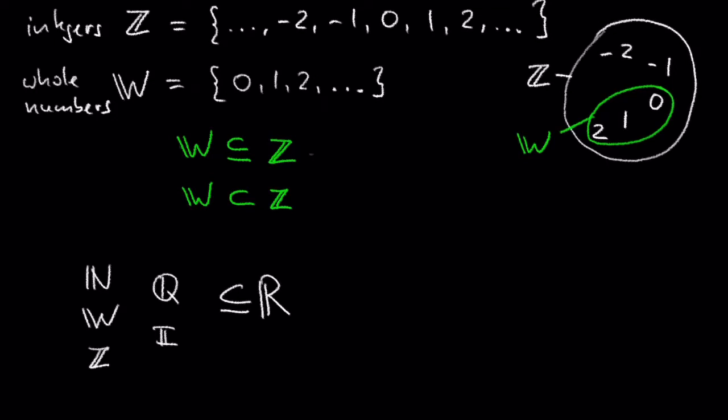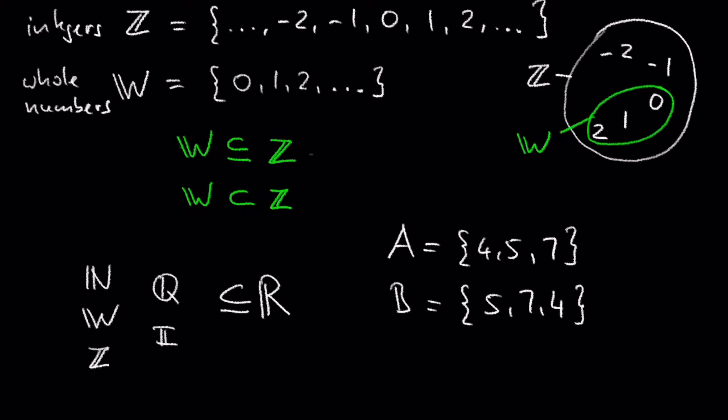I just wanted to add something interesting about subsets here. Two sets are equal if they have all of the same elements in them, like A and B. Another way to ensure that A and B are equal is to ensure that set A is a subset of B, and B is a subset of A. So both sets are equal.